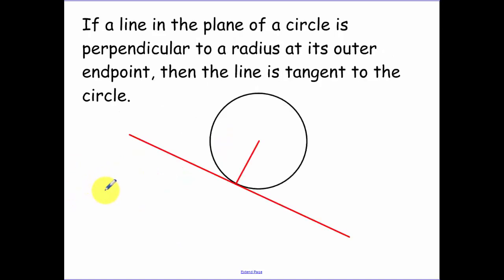And then, if a line in a plane of a circle is perpendicular to the radius, then the line is tangent. So if you think about it, this is essentially the converse of what we had. If I have a perpendicular, then we know that this line here is tangent to our circle. And this has to be a radius. OA has to be a radius.